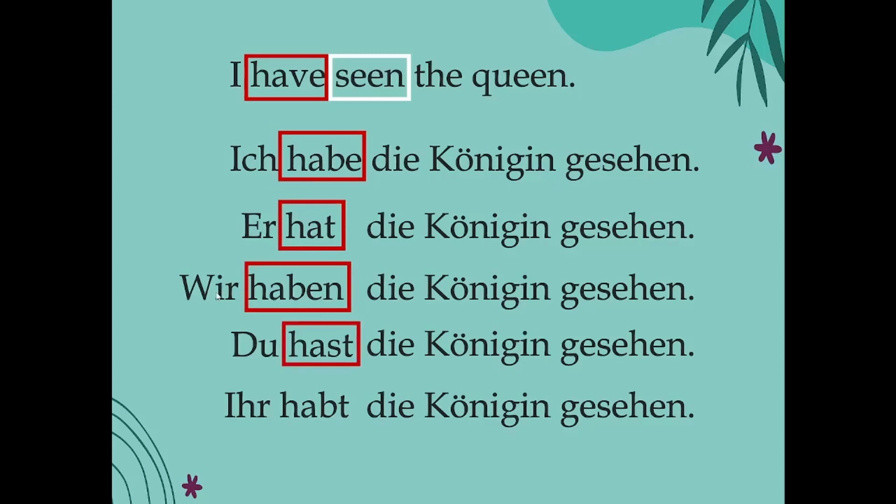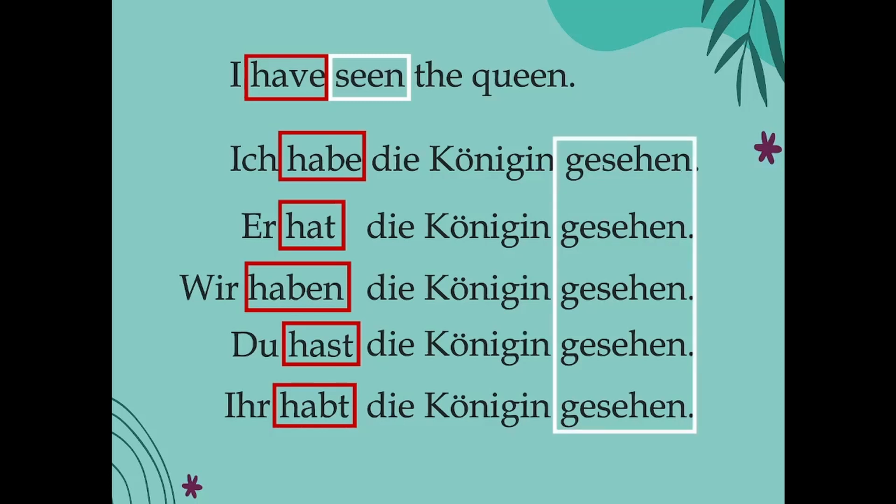When you want to say we, wir haben die Königin gesehen. As you see, the verb haben is getting conjugated based on singular or second person, third person, singular or plural, but your verb, the participle at the end, remains the same to express the past tense or the present perfect tense, something that has happened in a past event.